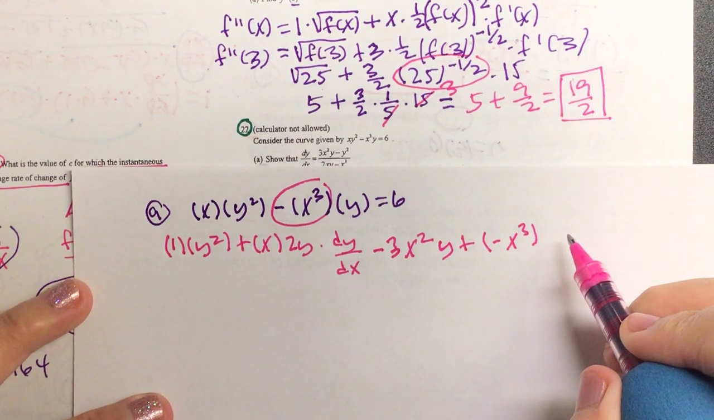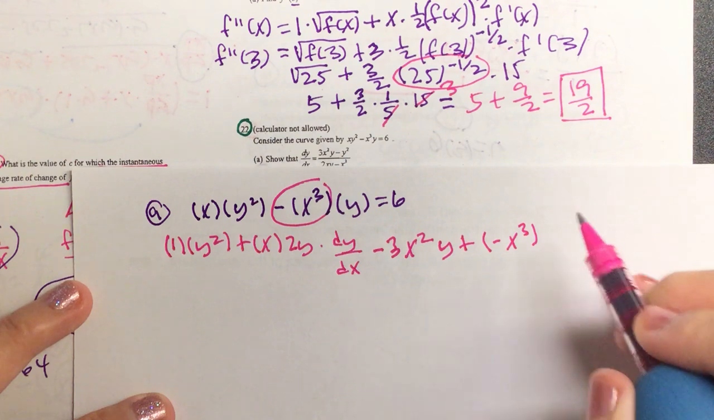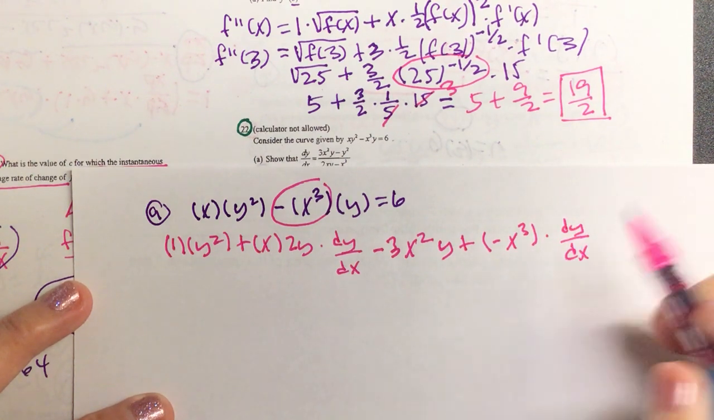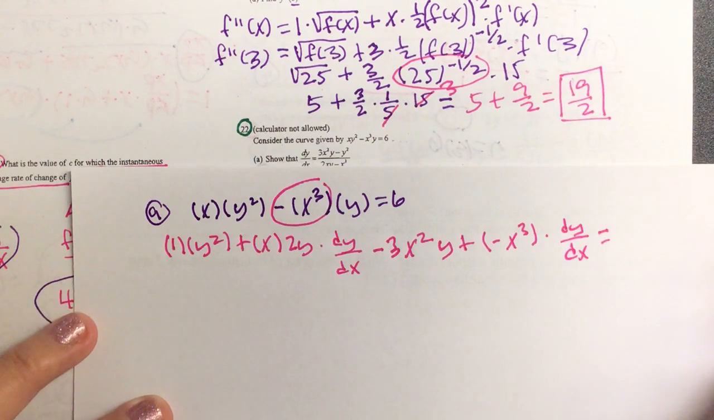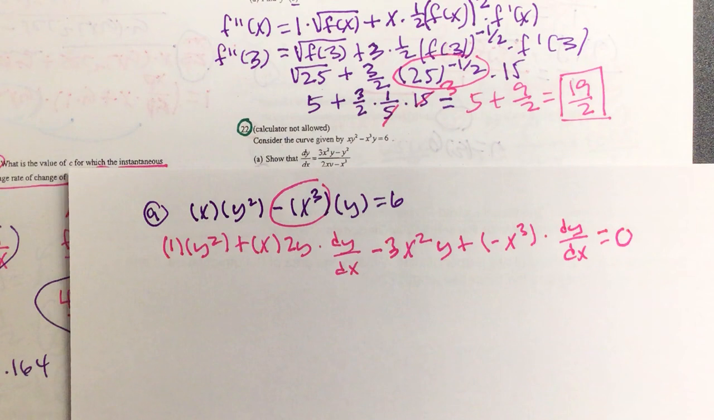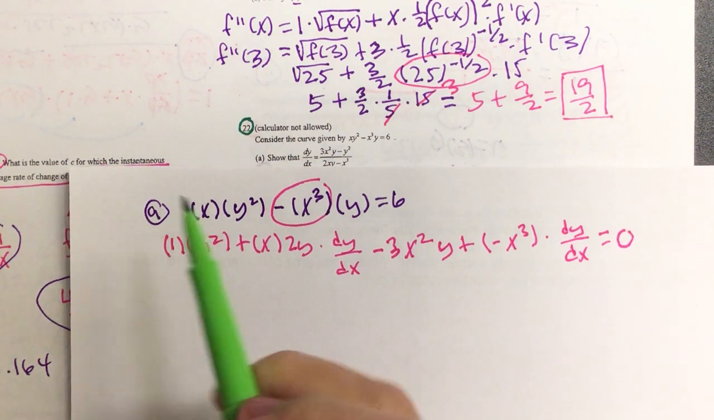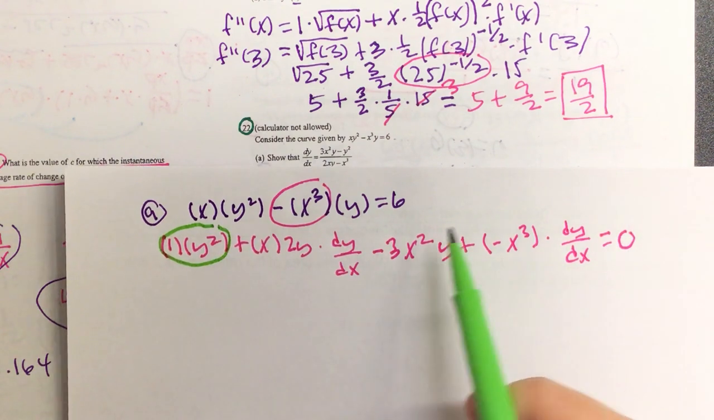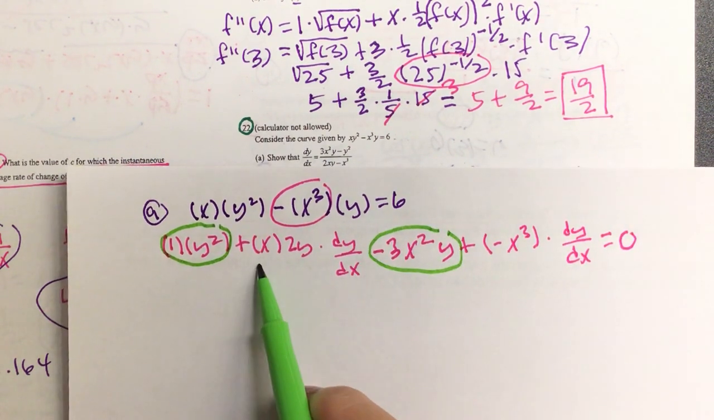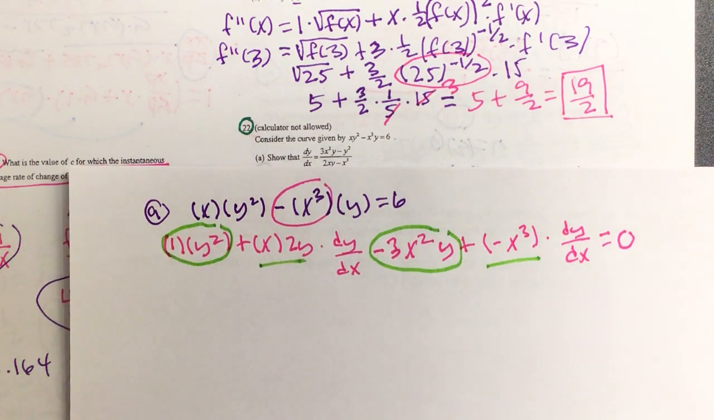And then when I derive the y, what do we get? 1. Just 1. Can I just write dy over dx? Yep. And derivative of a constant is how many? 0. So now let's think about what to throw out. I need to move this one to the other side, move this one to the other side, and then factor out this one and this one inside the parentheses.